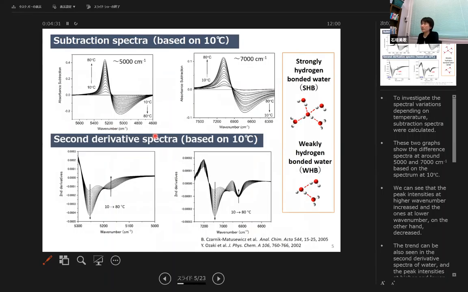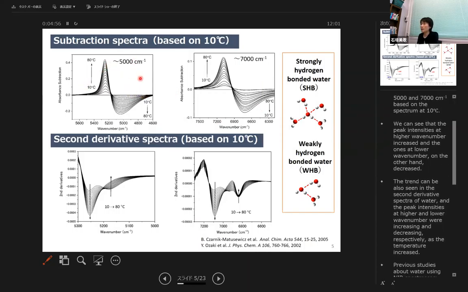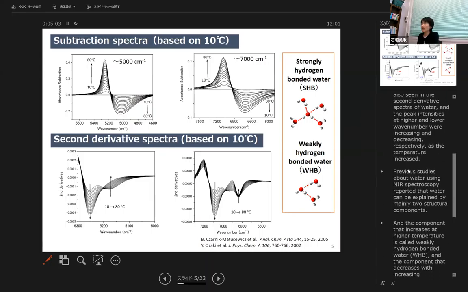To investigate the spectral variations depending on temperature, subtraction spectra were calculated. This graph shows the difference spectra at around 5,000 and 7,000 wave number based on the spectrum at 10 degrees centigrade. We can see that the peak intensity at higher wave number increased and the one at lower wave number, on the other hand, decreased. The trend can also be seen in the second derivative spectra of water, where the peak intensities at higher and lower wave number were increasing and decreasing respectively as the temperature increased.